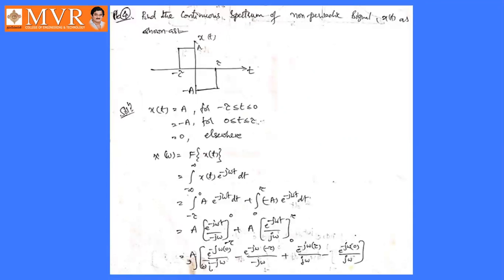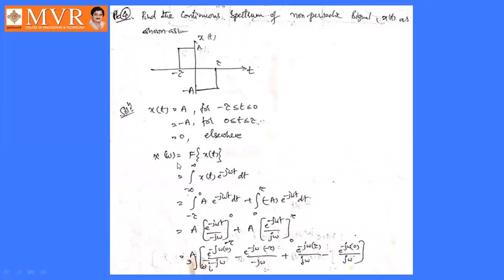So the next problem is: find the continuous spectrum of the non-periodic signal x of t as shown. From minus tau to 0 its value is a, and from 0 to tau its value is minus a. So x of t is defined as a for minus tau less than or equal to t less than or equal to 0, and minus a for 0 less than or equal to t less than or equal to tau, or else it is 0, right? We have to find the Fourier transform for this problem.